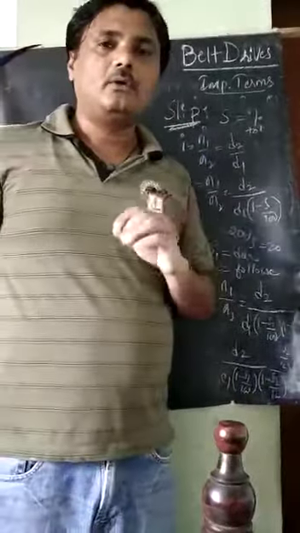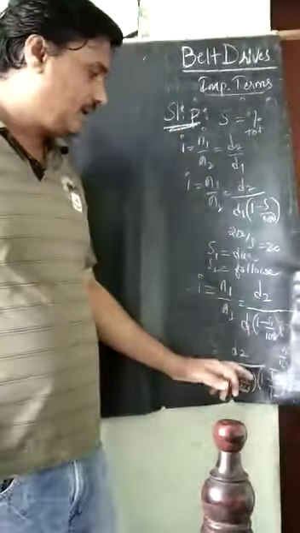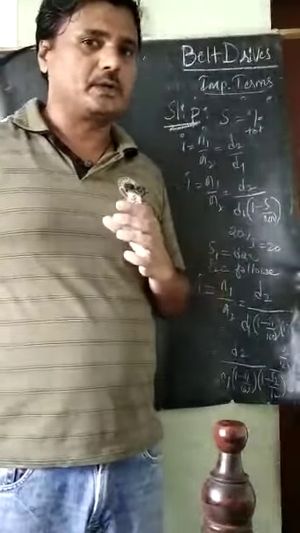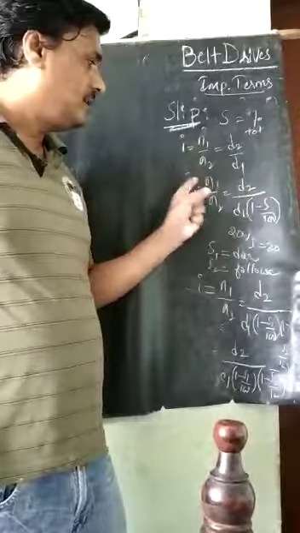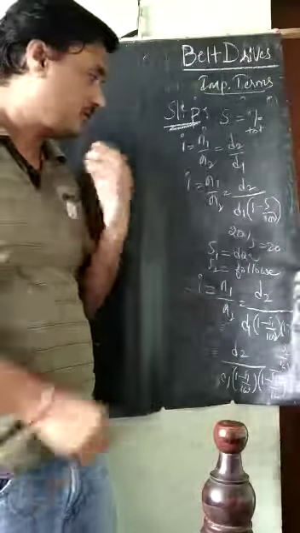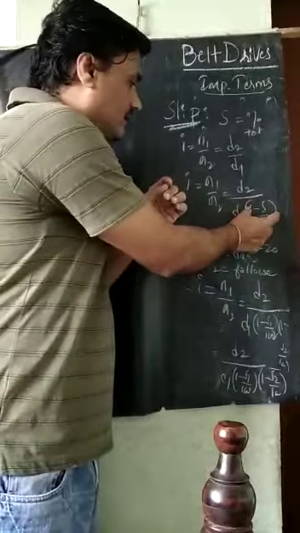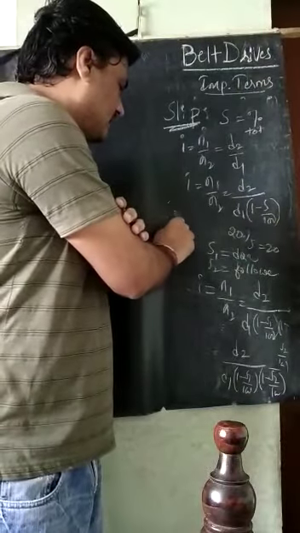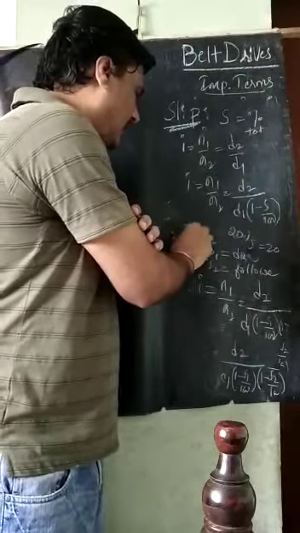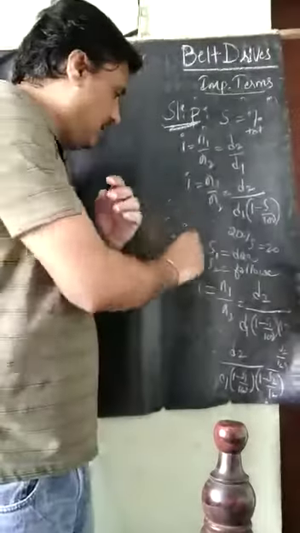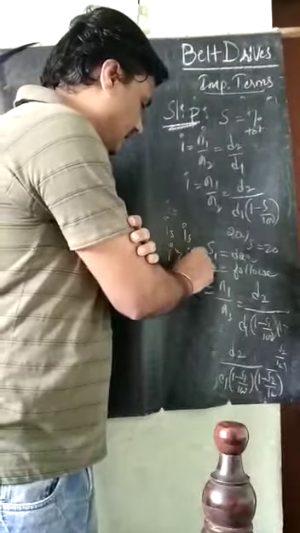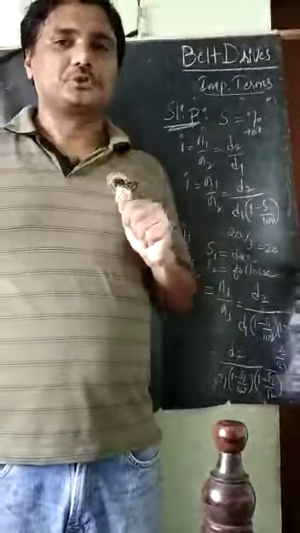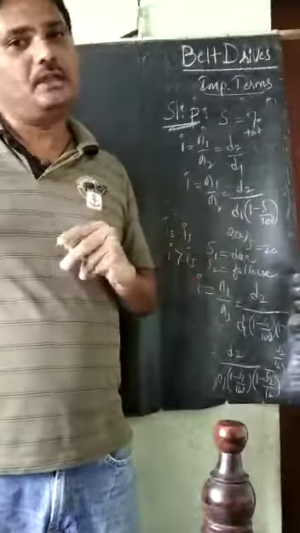If we account for the slip, how does it affect the velocity ratio? Without considering the slip, the velocity ratio is, for example, I. After considering the slip, the velocity ratio is I dash. So definitely I is greater than I dash. That means the slip reduces the velocity ratio, and it affects the transmission of power.